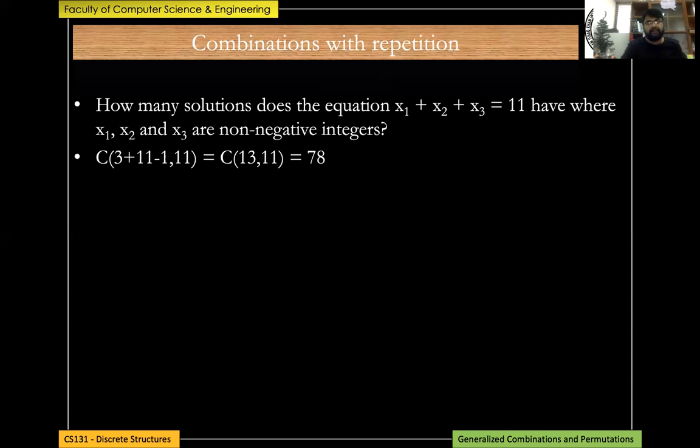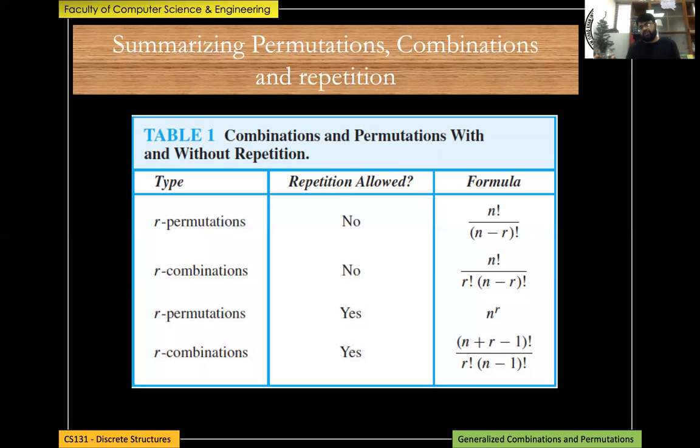With that, I think I need to summarize permutation, combination, and repetition. The main problem here is not the formula. The formulas are really easy. If repetition is not allowed, and these are simple r-combinations or r-permutations, then the formula is what we discussed in section 6.2: n factorial divided by (n minus r) factorial for r-permutations, and n factorial divided by r factorial times (n minus r) factorial for r-combinations. This formula will be given to you in the exam, so don't worry about it. You can find it anywhere. The main problem is to identify in the question whether the order matters. If the order matters, you always need to go for permutation.